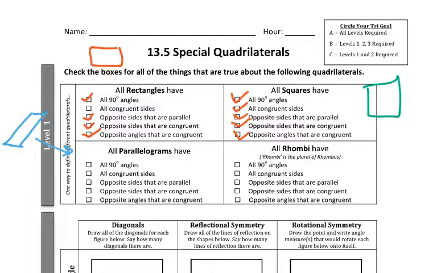Well, let's see here. I don't think that all of the angles are 90 degrees. They're definitely not in the picture that I drew, so it's not true of all parallelograms. In my parallelogram, not all of the sides are congruent, okay? But I do think that opposite sides are parallel. That's why it's called a parallelogram. Opposite sides are congruent. Yeah, that's true.